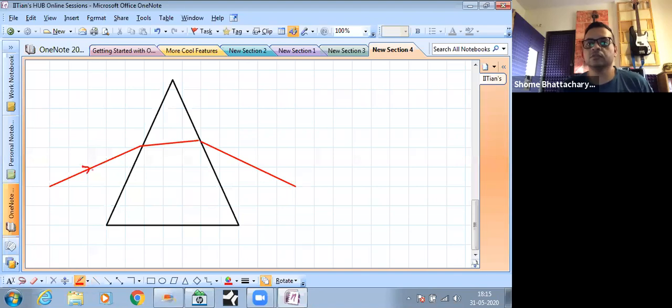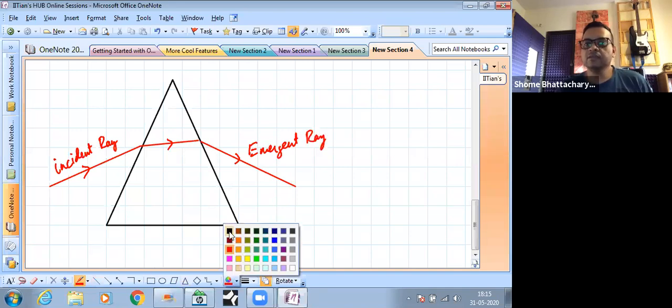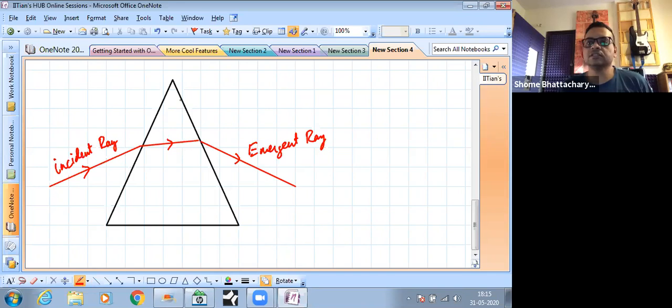When this kind of situation happens, this is called the incident ray. This is called the emergent ray. And the angle between the two faces which are doing the refraction becomes the important angle, and we call that the angle of the prism. So E is now called the angle of the prism.